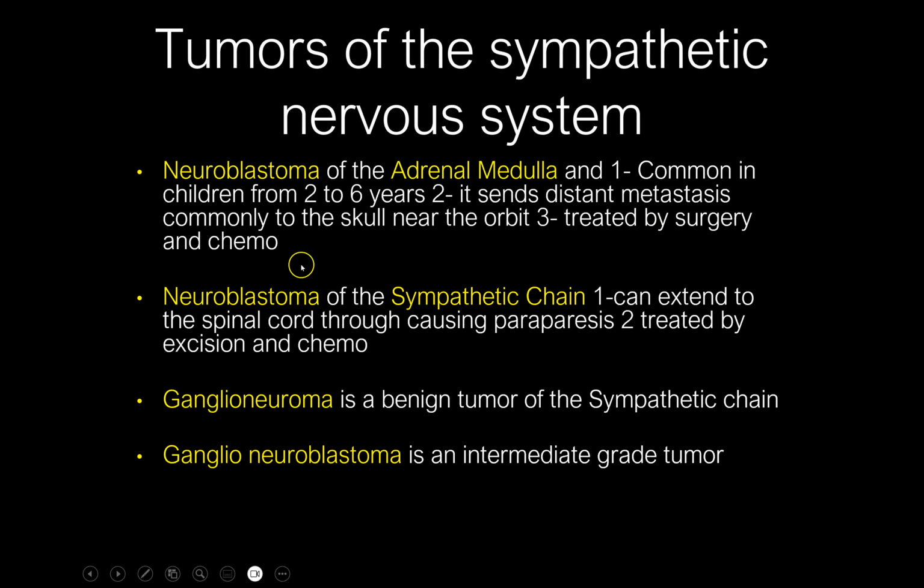And also neuroblastoma can arise from the sympathetic chain and through the rami communicantes can pass into the spinal cord, causing paraparesis, also treated by excision and chemotherapy. And there is a benign tumor of the sympathetic chain, ganglioneuroma, and an intermediate, what we call the ganglioneuroblastoma. So these are the tumors of the sympathetic chain. Commonest is the malignant one, neuroblastoma of the chain and the medulla. And ganglioneuroma is a benign tumor of the chain. Ganglioneuroblastoma is an intermediate grade tumor.